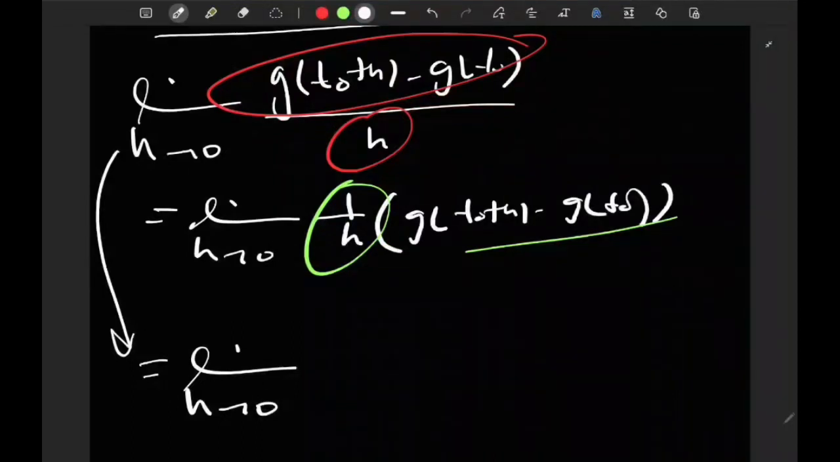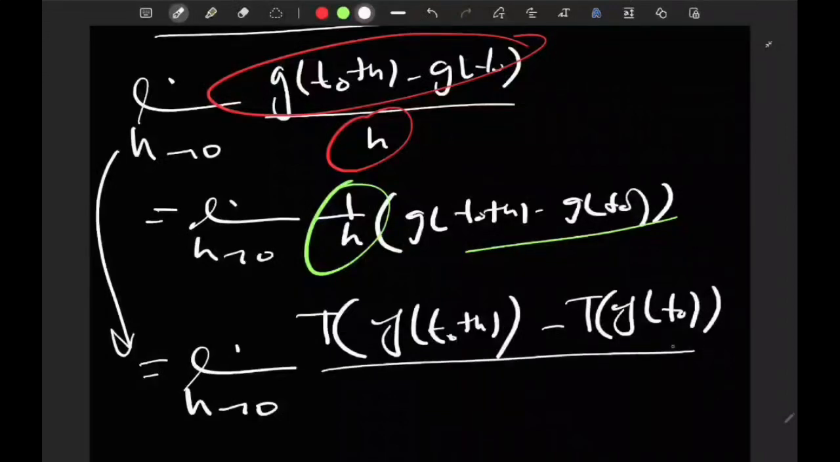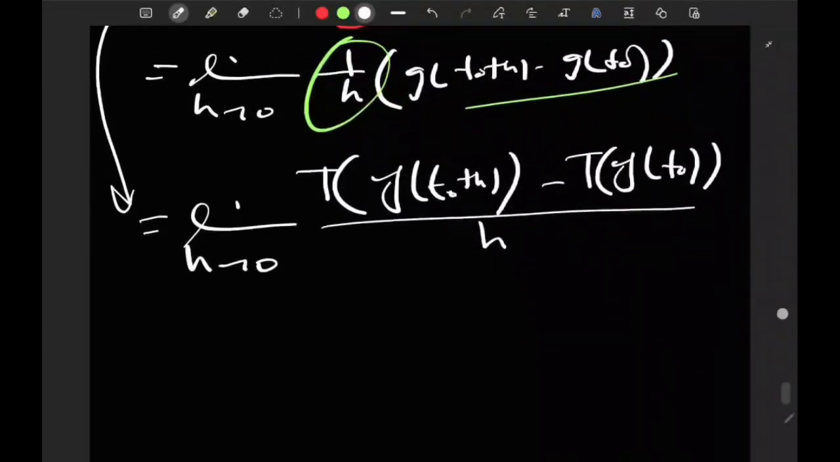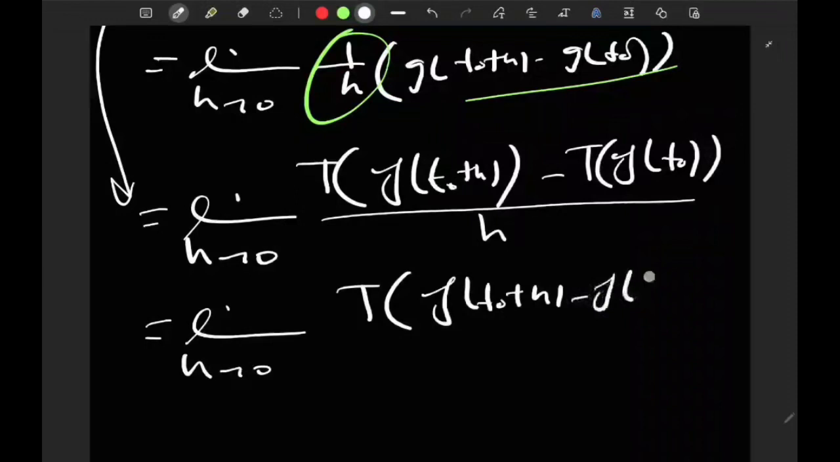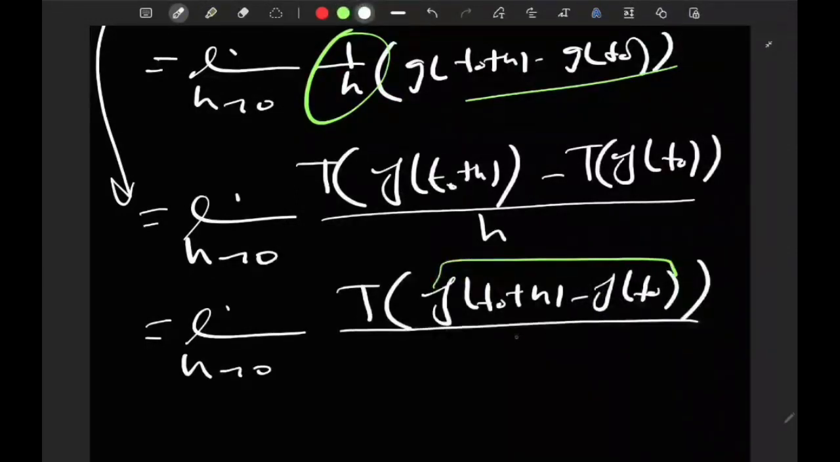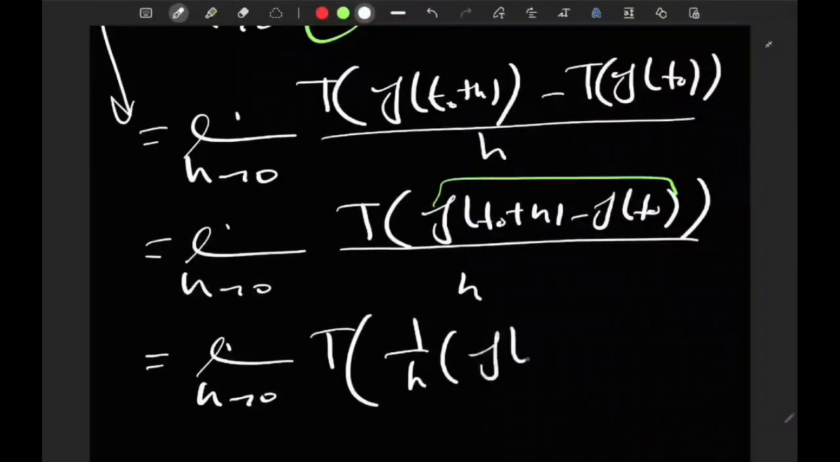g of t0 plus h is by definition T of f of t0 plus h, and minus T of f of t0, divided by h. Now since T is a linear map, we get the same as the limit as h goes to 0 of T of f of t0 plus h minus f of t0, all inside T because T is linear, divided by h. And again, since T is linear, you can get the h inside, so this is just the limit as h goes to 0 of T of 1 over h times f of t0 plus h minus f of t0.